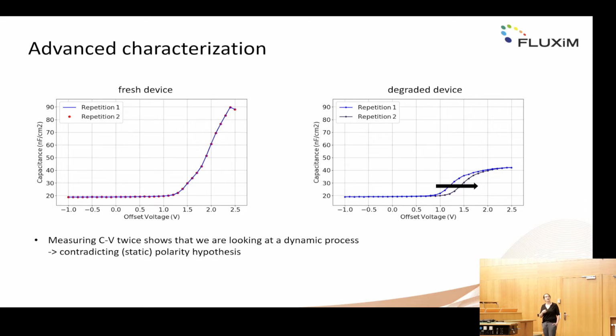So here is a CV scan, again, of a fresh device. And what we did here is just measure it twice. So we did the scan and we measured again. And what you can see here for the fresh device is that there is no difference. But if you look at the degraded device, you can see that it shifts when you do it the second time. You have a different CV onset. So this is another indication that it's some kind of dynamic process and not a static polarity.